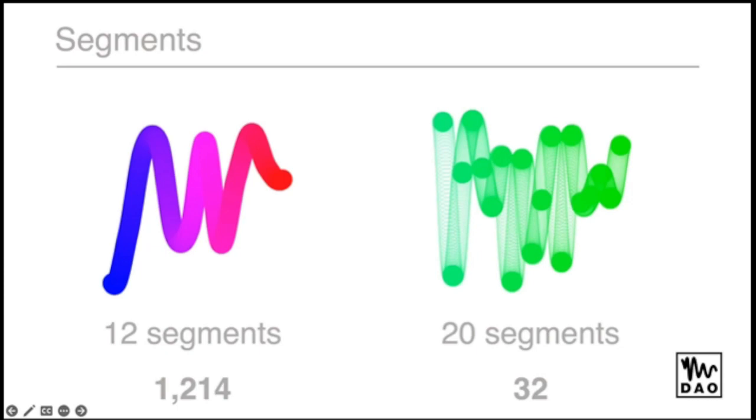Every segment value, so 12 segments, 13 segments, 14 segments, and so on, has around 1200 squiggles, with the exception of 20 segments. As you can see, there are 1214 squiggles with 12 segments. There are 1263 squiggles with 13 segments, and that's true for every segment value, with the exception happening when we get to the longest squiggles, those with 20 segments. There are only 32, and we call them XLs.